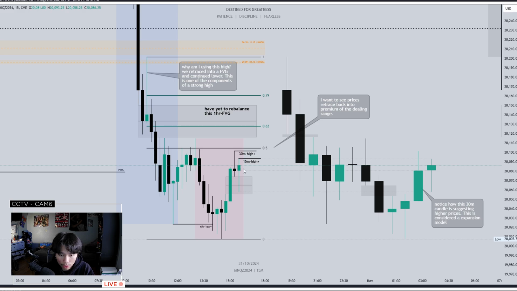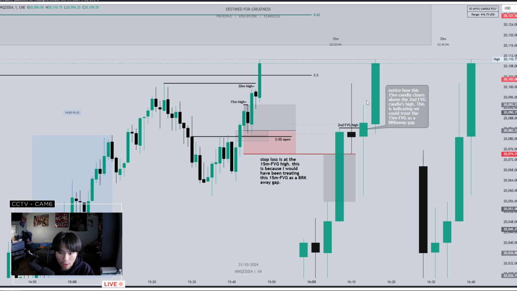Going into the model here, my higher time frame objective is the 30-minute high. My model is based on this 15-minute candle, which supports the idea of higher prices. I want to see us take out the 15-minute candle's high. After we take out the 15-minute candle's high, we should expand higher towards the 30-minute high. And where's my fair value gap? Notice how in this move lower, I'm not looking for a bearish fair value gap. I'm only looking for a specific fair value gap that supports the idea of higher prices.